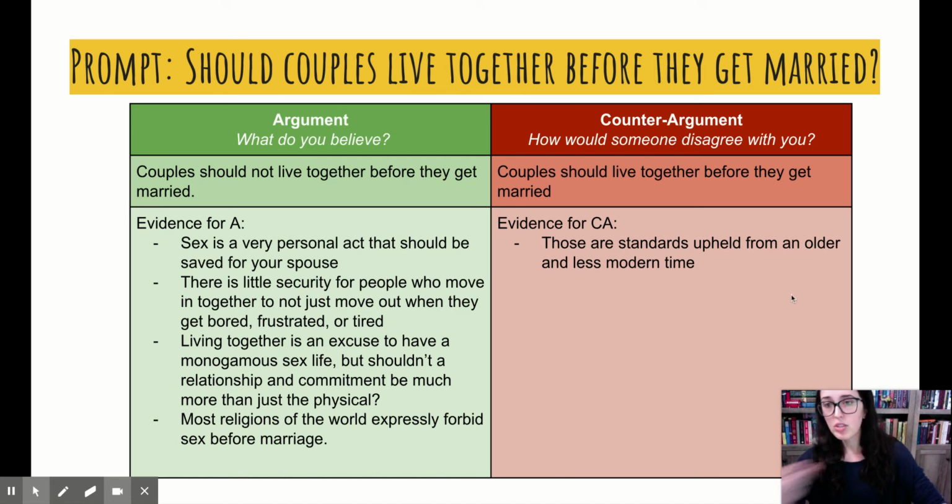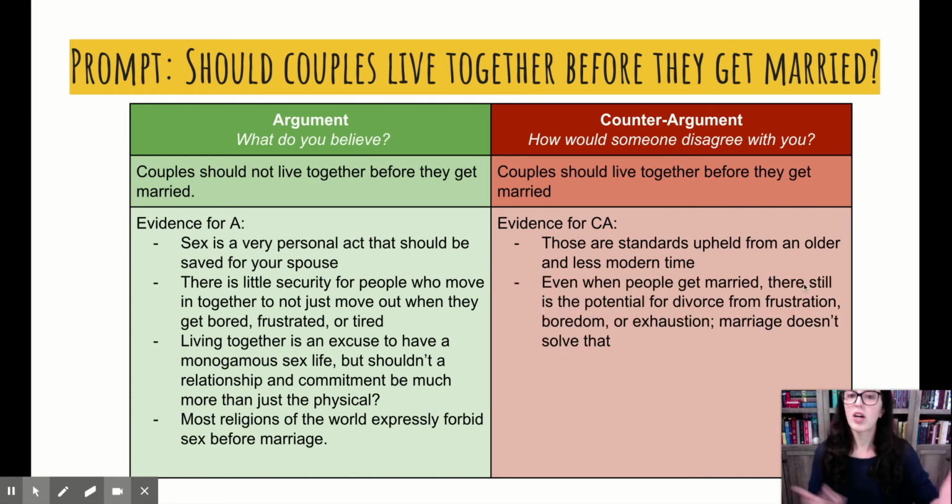If the person who says they should not live together then says there's little security for people who move in together to not just move out when they get bored, frustrated, or tired, the counter argument, the person disagreeing, could then say, well, even when people get married, there's still potential for divorce because of frustration, boredom, or exhaustion. Marriage doesn't solve that, right? You could always still be left.